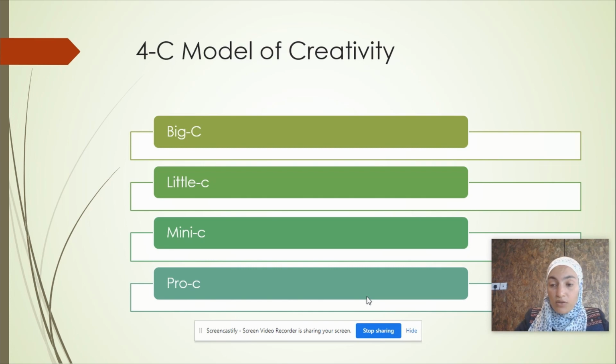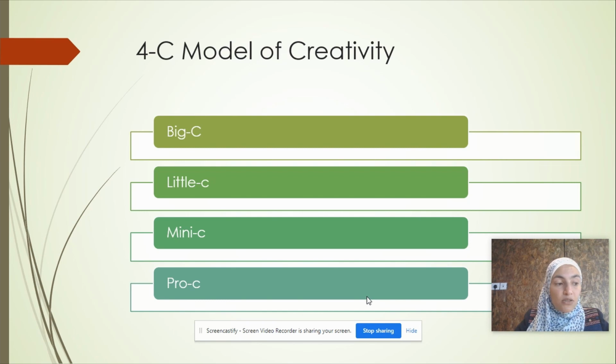Okay, so let's go to the little c now. Little c is the kind of creativity that we do every day. Little c creativity is finding a way of, for example, creating a delicious meal using only the leftovers in the refrigerator. This is the creativity in little c.